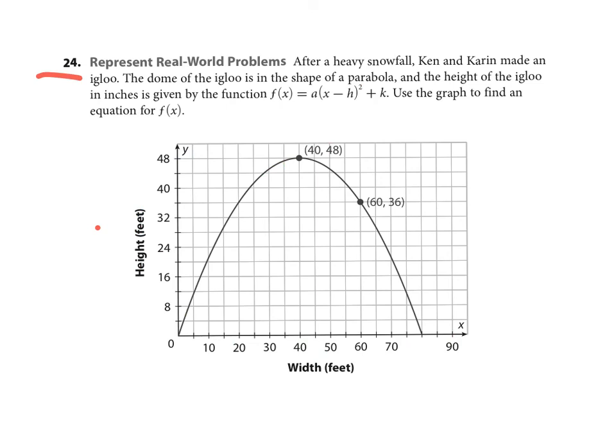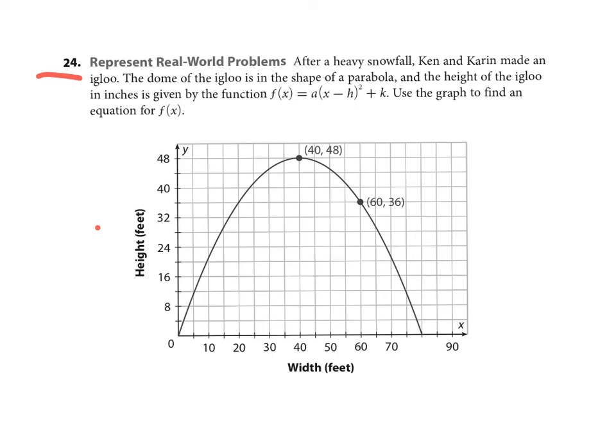Okay, last problem. After a heavy snowfall, Ken and Karen made an igloo. The dome of the igloo is in the shape of a parabola, and the height of the igloo in inches is given by the function, which is the vertex form of a function. Use the graph to find an equation for f of x.